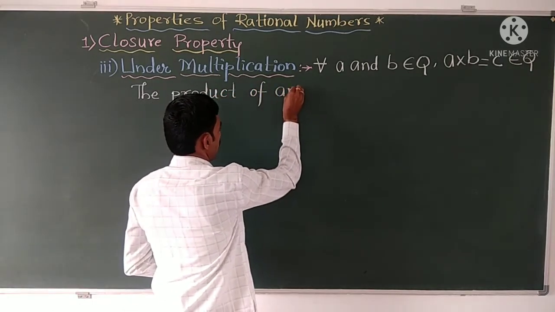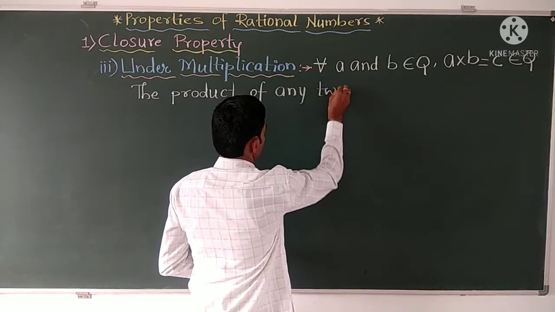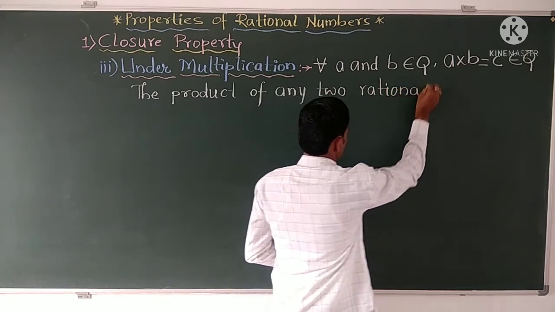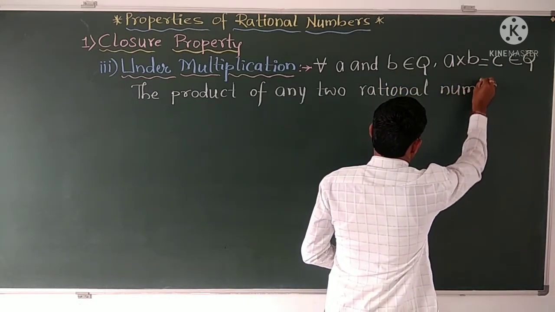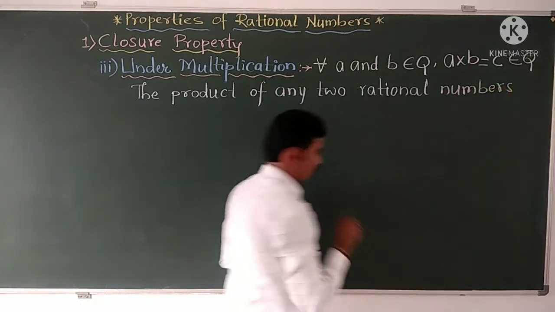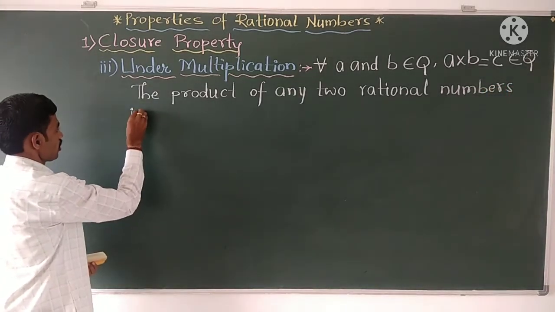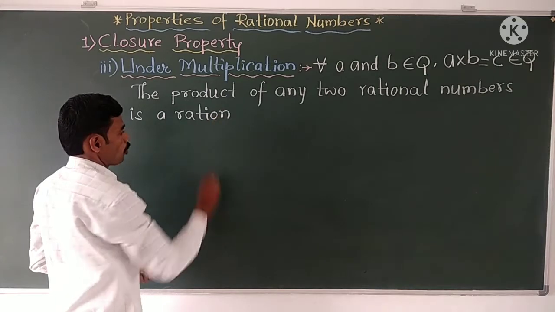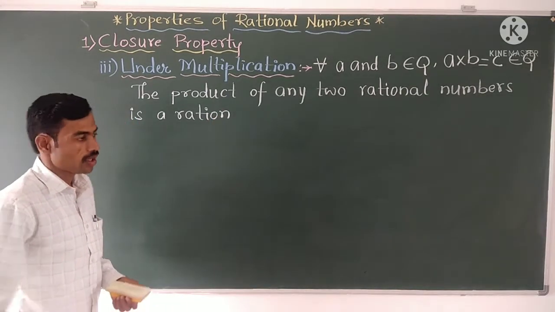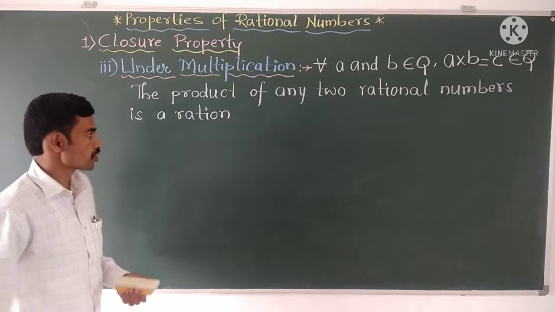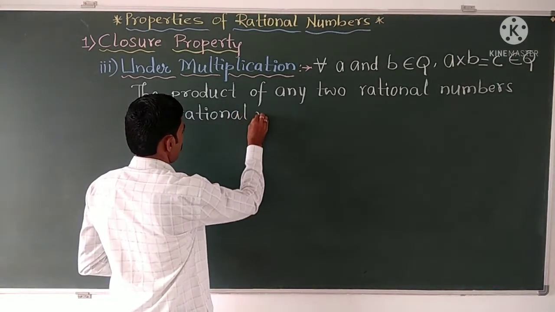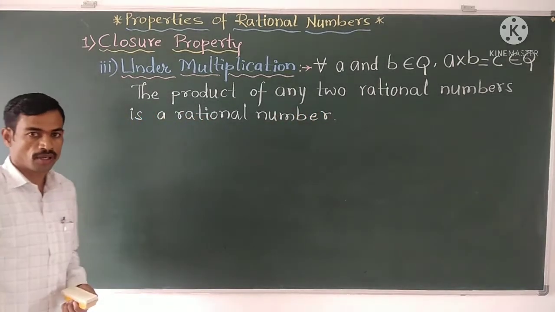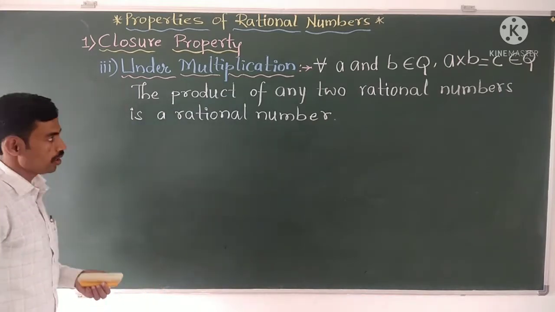It means the product of any two rational numbers is a rational number. You can take the product of any two rational numbers, and that product is also a rational number. The product of any two rational numbers is always a rational number.